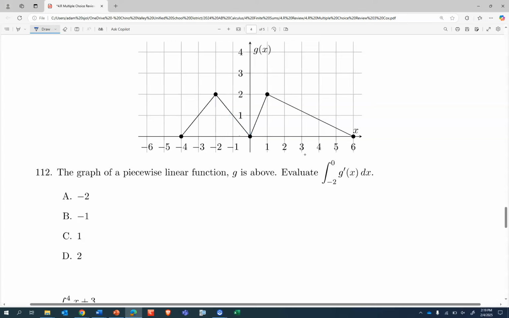Okay, this is a g of x. Okay, so the integral of g prime is going to be g of 0 minus g of negative 2. And we want the y values here. G of 0 is 0. G of negative 2 is 2. So we actually get negative 2. Careful there. Got to make sure everything matches.